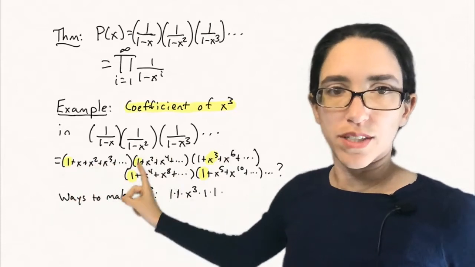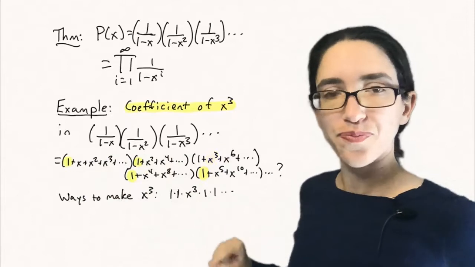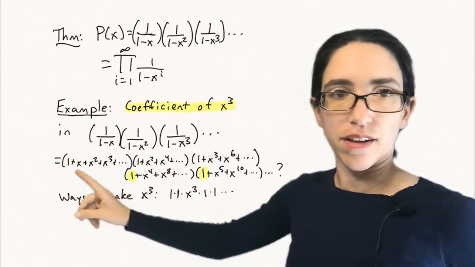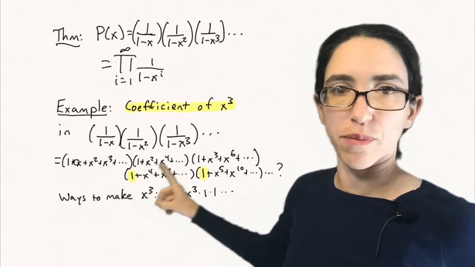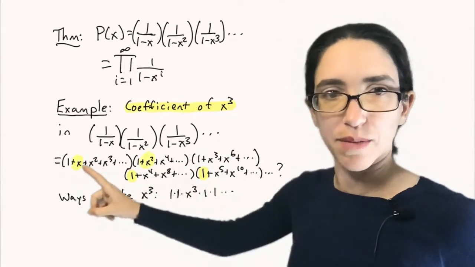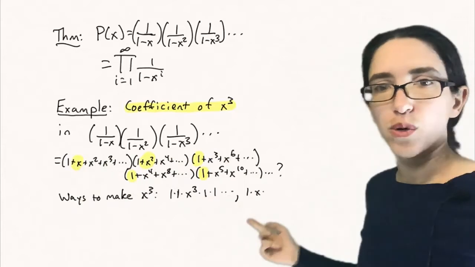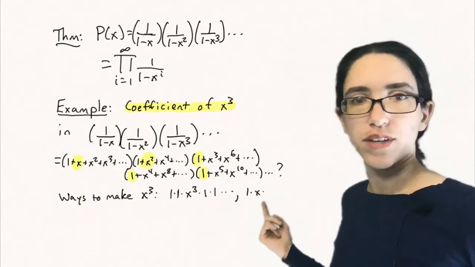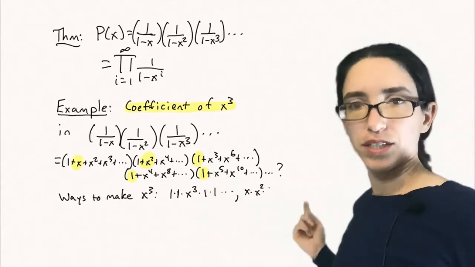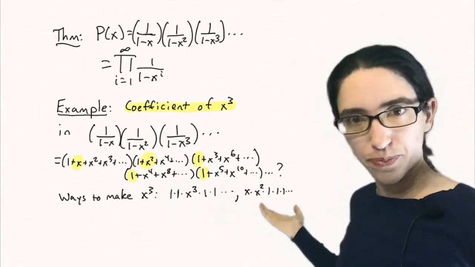One way is 1 times 1 times x cubed, and then the rest ones. So I wrote that down here. Another way would be to take, say, the x from here and the x squared from there and the 1 from there and the rest ones, because x times x squared is x cubed. So let's write down that possibility as well: x times x squared times 1, times the rest of the ones from all the other factors.